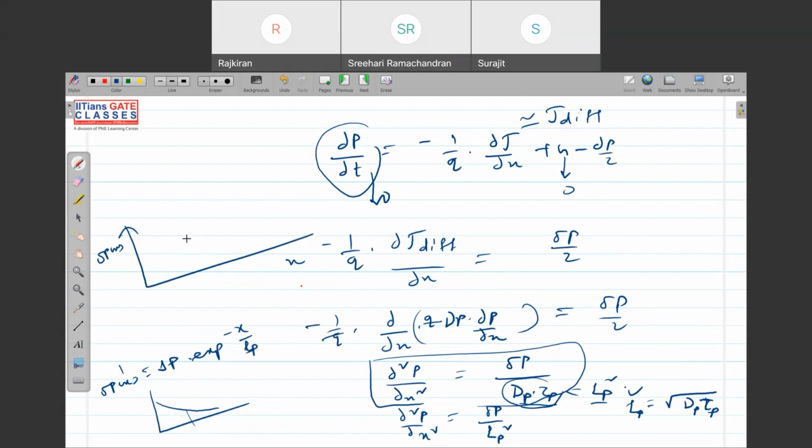are you getting it, Surajit? Yes. So the del p of x, if I plot, it will be like an exponential. If I say at x equal to Lp, what is the concentration here? It will be del p into e power of minus 1. So I assume that almost they are decreasing, they are recombining, traveling a distance of Lp. That's why it is called diffusion length.